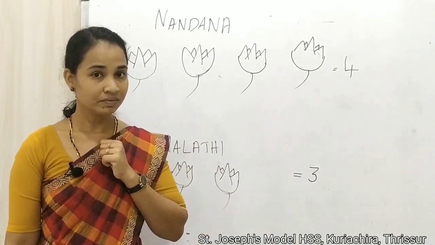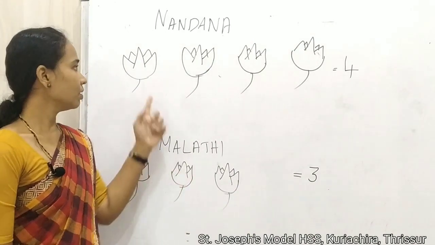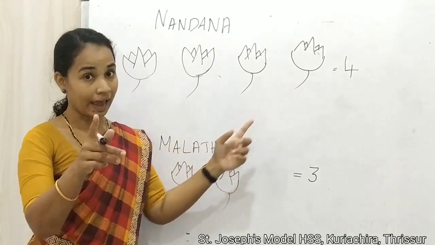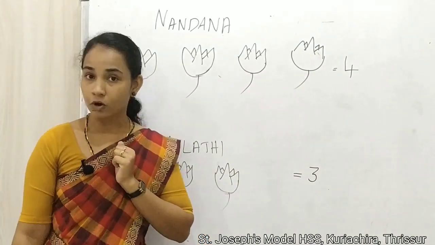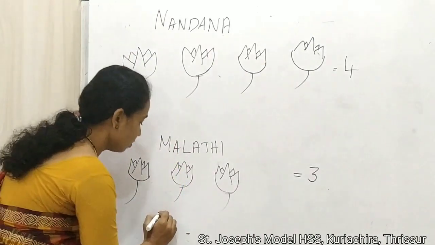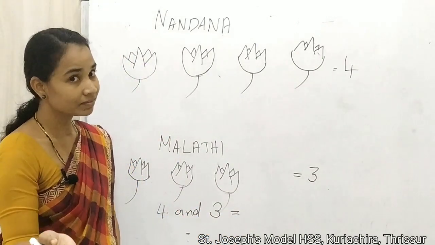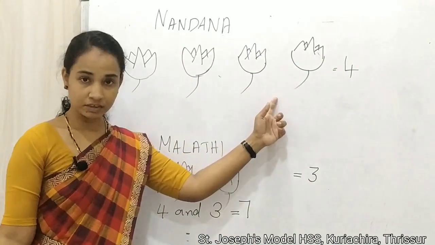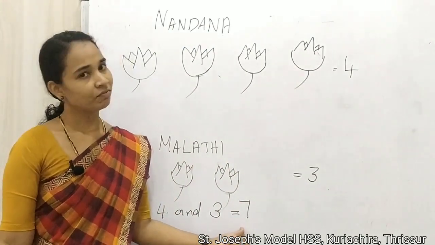Now, can you tell me what is the total number of lotus flowers collected by Nandana and Malati? How can we find out? Yes, we want to count the flowers all together. Let's count. 1, 2, 3, 4, and 5, 6, 7. So, what is the total number of lotus flowers? Yes, 7. So 4 and 3 is equal to 7. 4 lotus flowers and 3 lotus flowers is equal to 7 flowers.